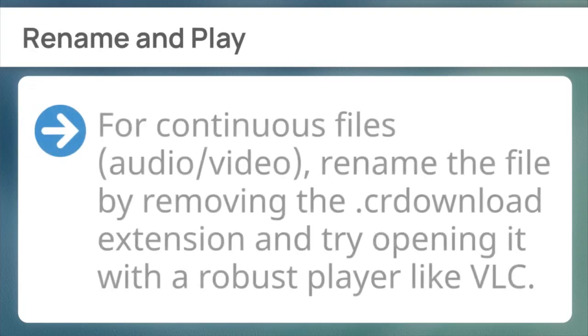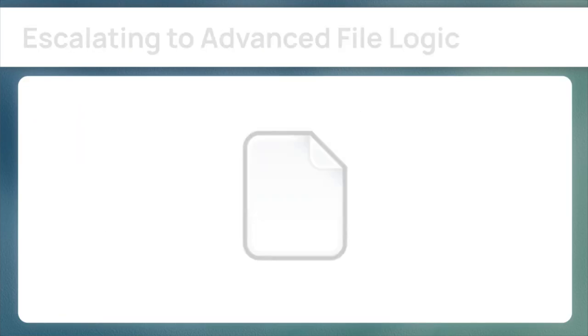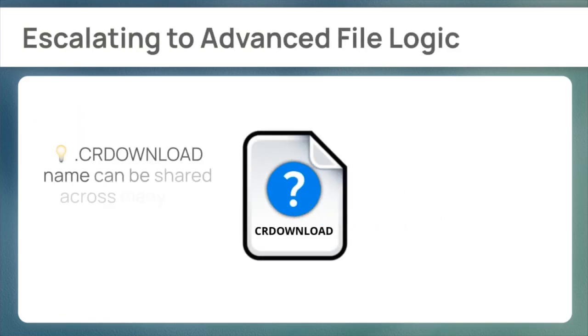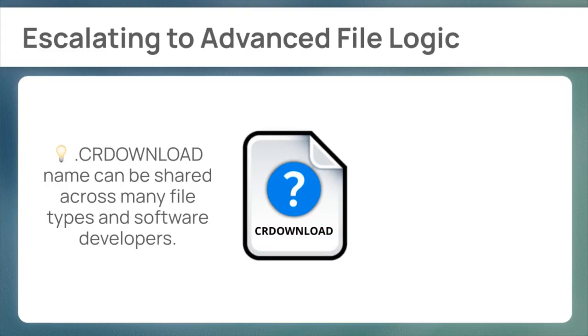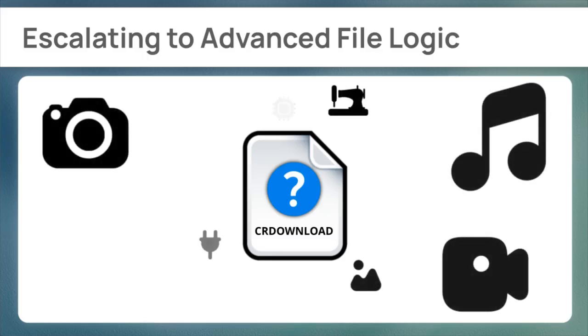Finally, Rename and Play. For continuous files, audio-video, rename the file by removing the .crdownload extension and try opening it with a robust player like VLC. If compatibility checks failed, it is likely because the file extension name is shared by different developers for unrelated formats, causing your PC to use the wrong reading language.